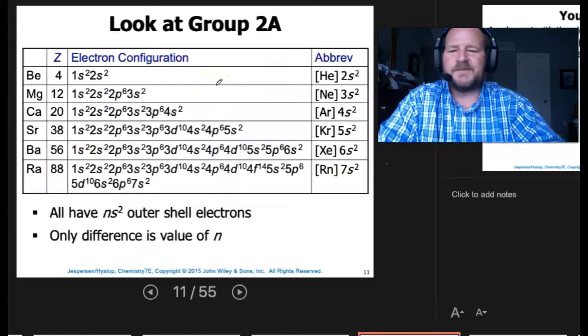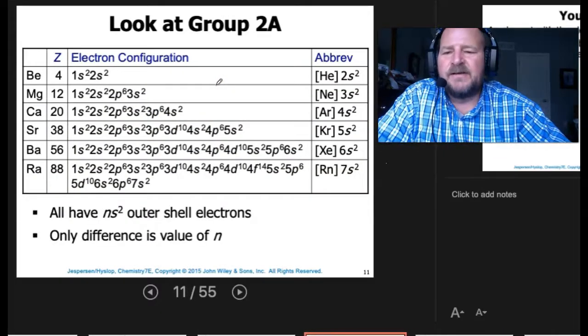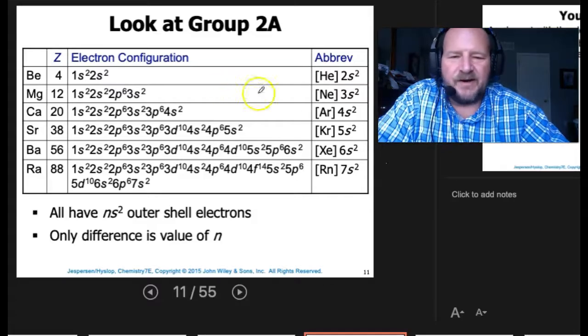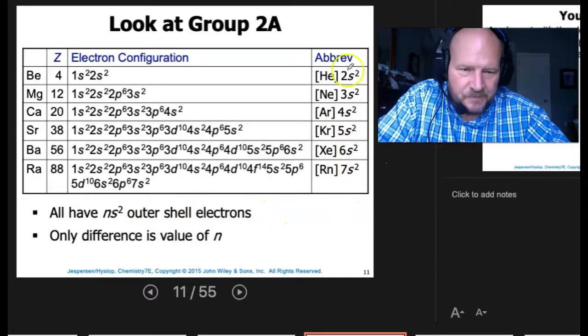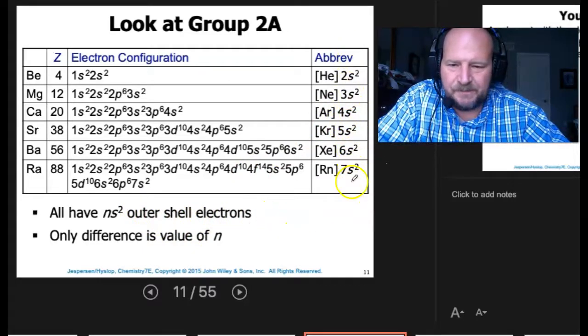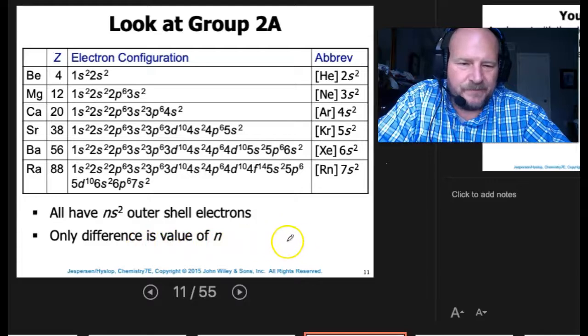All right. So look at group 2A. So if we look at our electrons and we look at the abbreviated form, you can see that they all have what we call ns2 outer shell electrons. So they all end in an s2. So we'll refer to them as s2 electrons. The only difference was going to be their value of n.